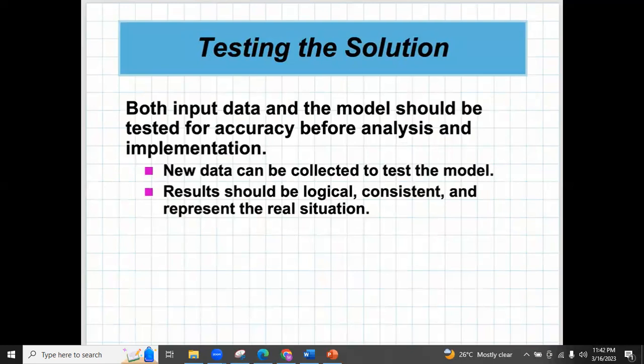So results should be logical, consistent, and represent the real situation. And who's the biggest judge of that? You, the person that's developing the model, and those people that will be using the model.